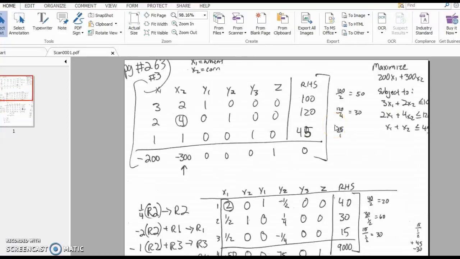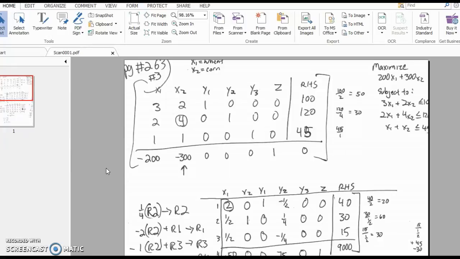Hey guys, I figured out how to do number 3. So here's our problem. We're going to maximize 200x1 plus 300x2, and here's the constraints. So you set up your table to look like this, and in the very bottom, you put negative 200, negative 300.